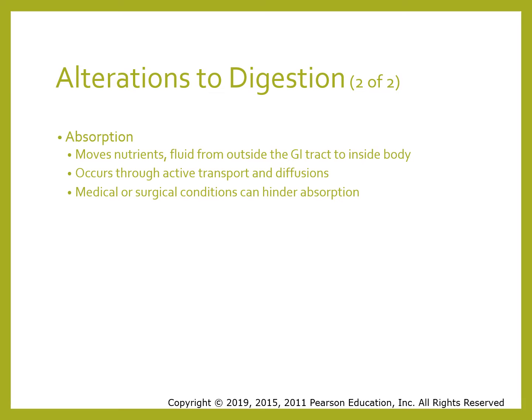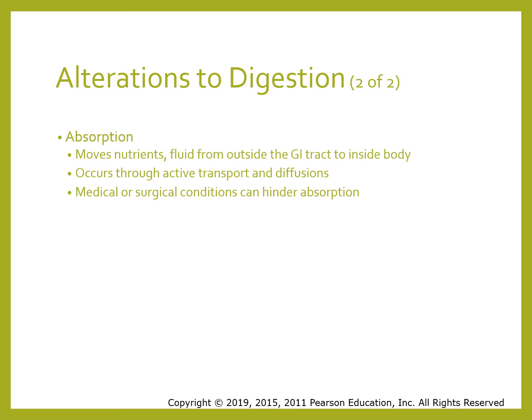Absorption is the process by which nutrients from food move out of the intestine and into the bloodstream. A lot of absorption occurs in the stomach, but it also occurs in the intestines as well. Absorption occurs through active transport and diffusion. We've already talked about that in the acid-base chapter.